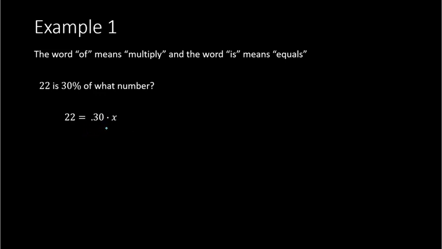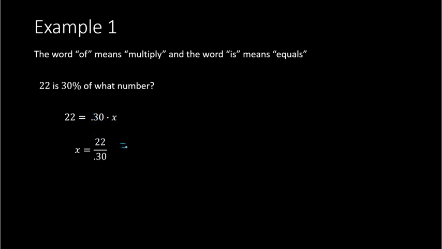Now to solve this, all we do is get rid of the 0.30 with the X by dividing both sides by the 0.30. We do that because 0.30 is being multiplied by X. So to bring it over, we do the inverse, which is divide. Now we have X on the right side equals 22 divided by 0.30 on the left. So X would equal 22 divided by 0.30.